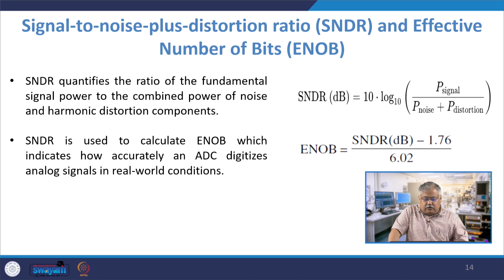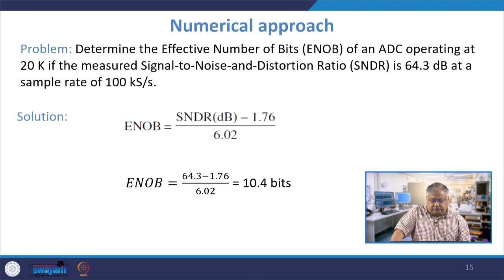We define the final two important parameters. One is known as SNDR, given by 10 log of power of signal upon power of noise plus power of distortion. And there is the effective number of bits, ENOB, given as the SNDR you have calculated minus 1.76, divided by 6.02. So, if you know the SNDR, subtract 1.76 from that and divide by 6, and you will get approximately the ENOB, which tells how accurately an ADC digitizes the analog signal in real world operation.